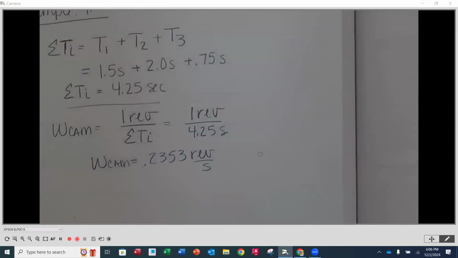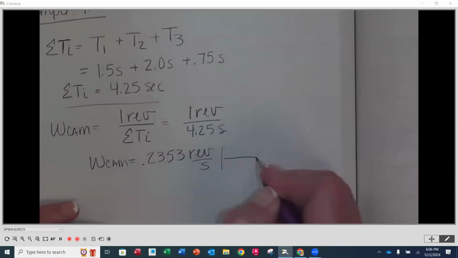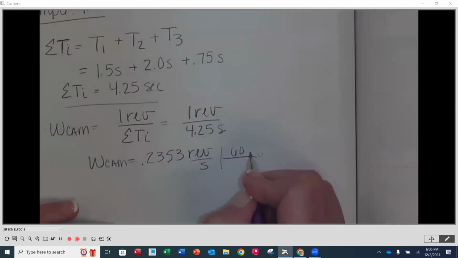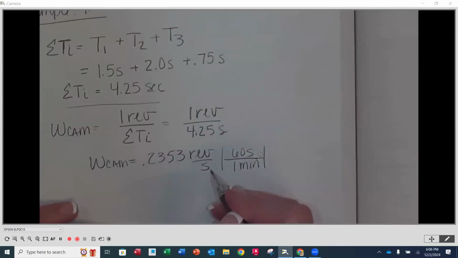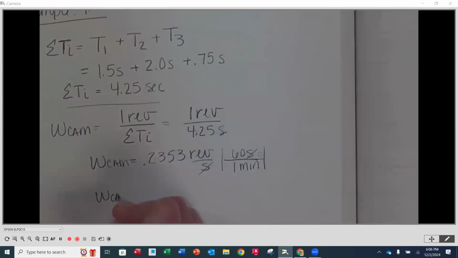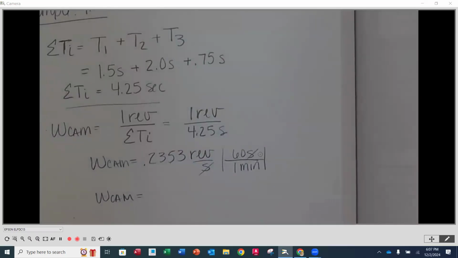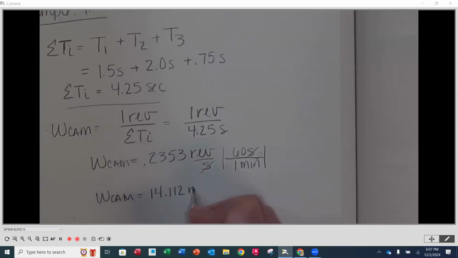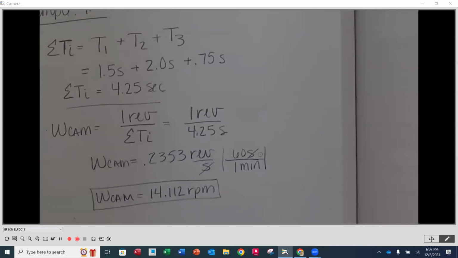And we'll be using this revolutions per second, we know, to do our beta later on, so we'll keep that up there. But to report it, we want to change this to revolutions per minute. So we're going to multiply it by 60 seconds. The seconds cancel. So our cam rotational speed in revolutions per minute should come out to be about 14.112 RPM. And this is the angular velocity of our cam.